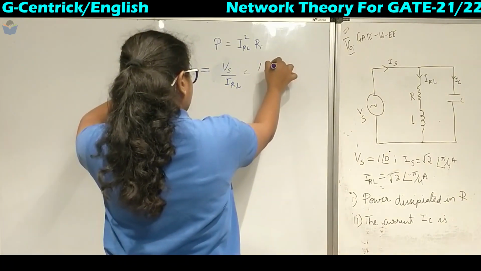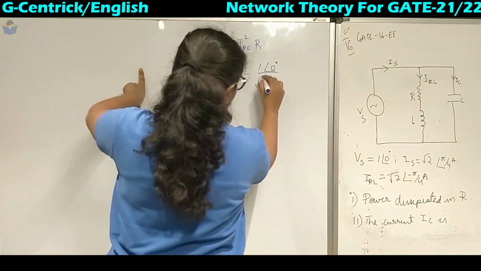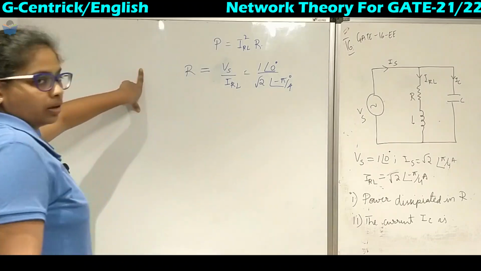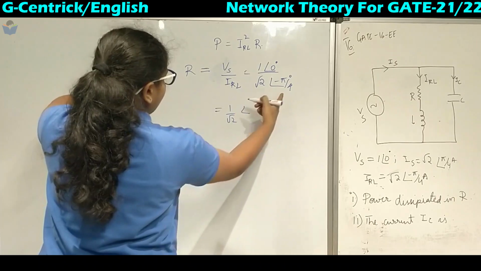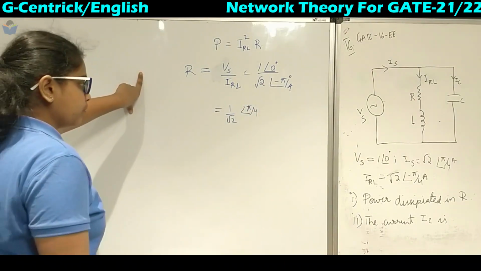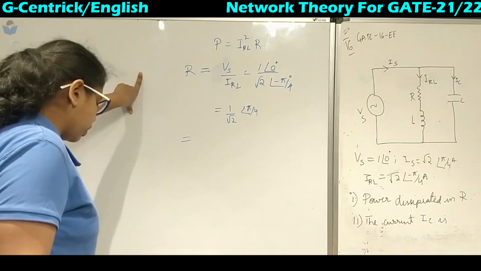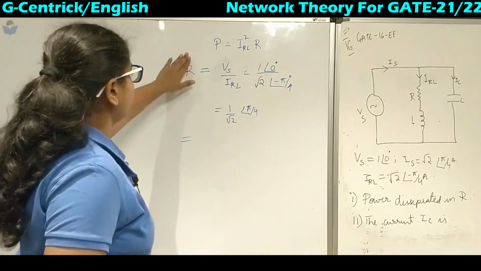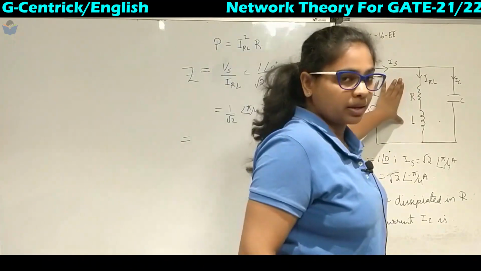1 angle 0 degrees. Okay, and what we have got? IRL is root 2 angle minus pi by 4 degrees. So now I will take 1 by root 2, keep it as it is. Angle will be pi by 4, that is 45 degrees. So now I can write this in the form of, basically this is not R, this will be total Z. So impedance R plus jXL.